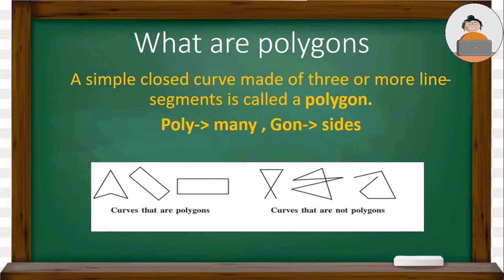Now if you can see, there are curves which are simple and closed, that is why these are polygons, and to the right there are curves but these are not simple as they are crossing themselves, that's why these curves are not polygons.